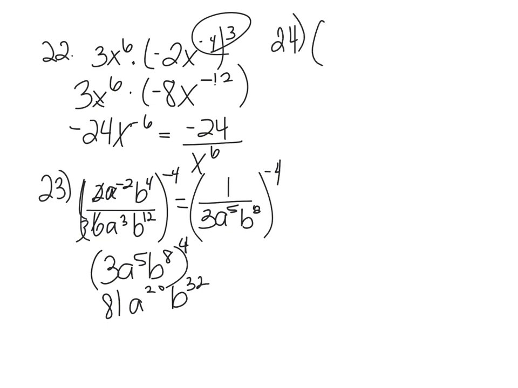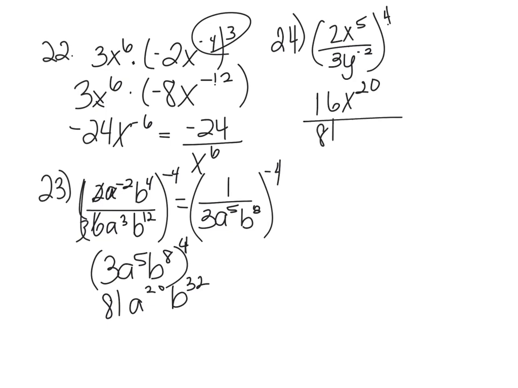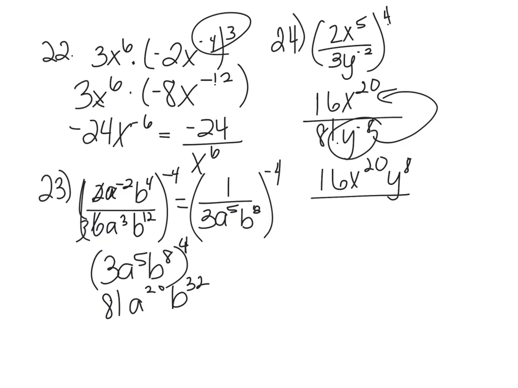Number 24, 2x to the 5th over 3y to the negative 2, to the 4th. So 2 to the 4th power, 16. x to the 5th to the 4th, multiply your exponents, x to the 20th. 3 to the 4th is 81. y to the negative 2 to the 4th is y to the negative 8. When I have a negative in the denominator, it moves it up to the top. So 16x to the 20th, y to the 8th over 81.